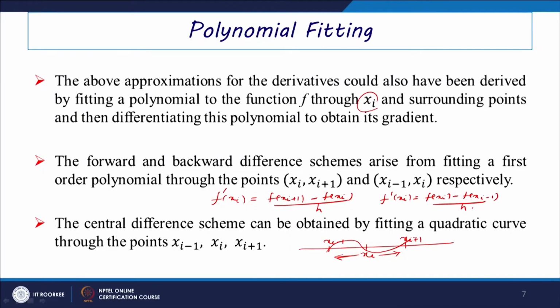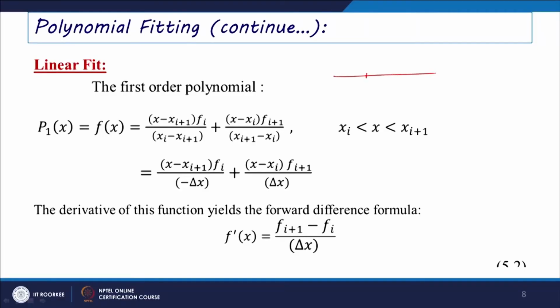Then if you go for a linear fit, that is a 2 point formulation, we can consider either xi, xi plus 1 or xi, xi minus 1. For this polynomial, we consider the points, suppose, xi and xi plus 1 here.